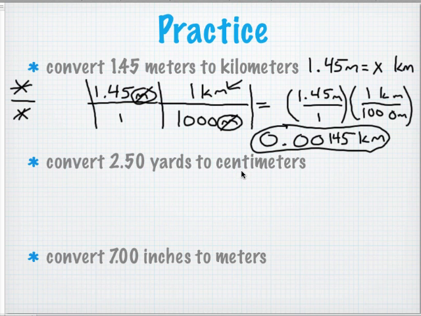Yards to centimeters. Well, we don't have that conversion factor in the metric system, but what do we have? We do have a conversion from yards to inches. Oh, you're talking more about the metric system that we know. 2.54 centimeters in 1 inch. We did show that earlier in another slide.